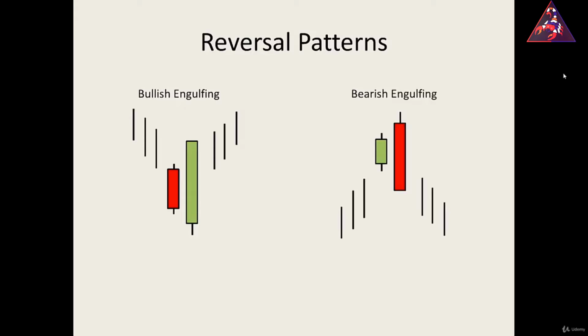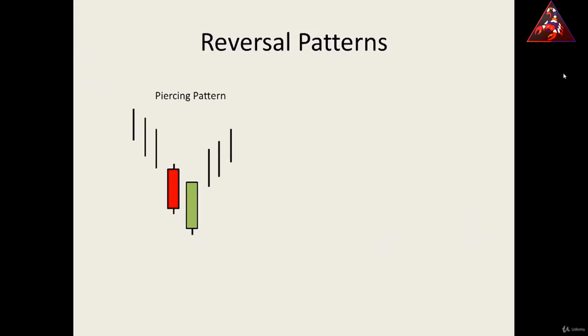And again you'll see here that the open and close of the engulfing candle is above and below the open and close of the prior candle. Now, piercing pattern is where the signal candle tries to engulf the prior candle but doesn't quite succeed.